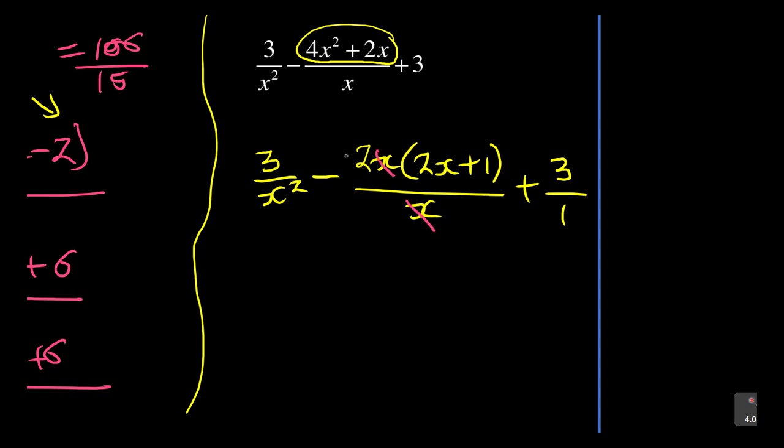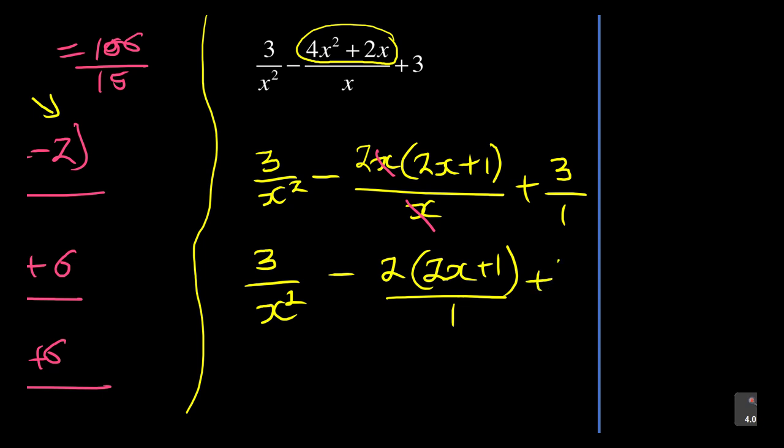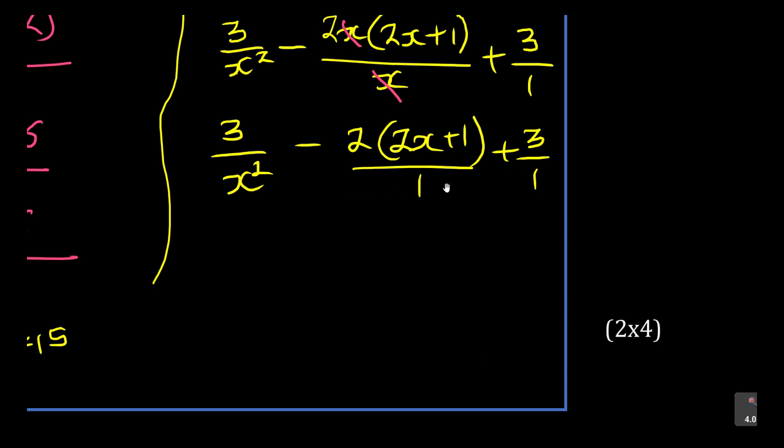I know I'm working in circles now, but the x there, I wanted that x to go. So that at the end of the day, what we have got is 3 over x squared minus 2 bracket 2x plus 1, then over 1, plus 3 over 1. Now, the common denominator here is x squared. So you can see that only x squared is common there, x to the power of 2. Because this is just a 1, this is just a 1, you see.